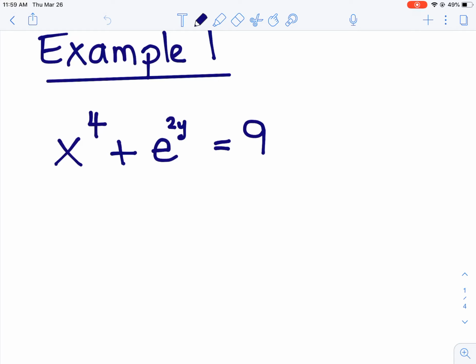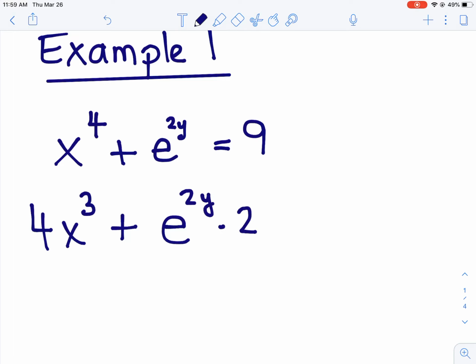So x to the fourth, that's easy. That's 4x to the third. Plus, remember e to the x is just e to the x, the derivative, but now I've got e to the 2y. So it's going to be e to the 2y. The derivative of 2y is 2, and because it's a y, we have to write dy dx. And equals, the derivative of 9, of course, is 0.